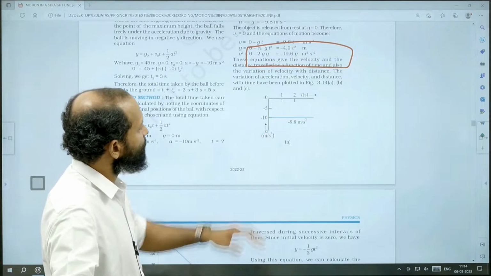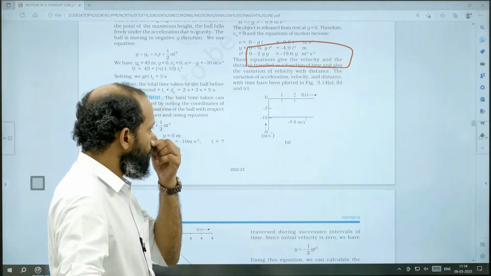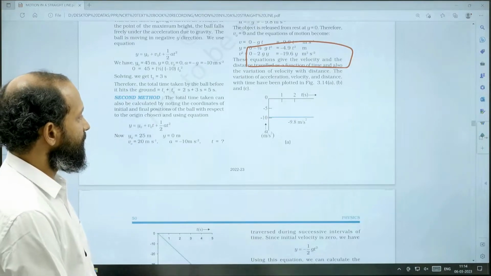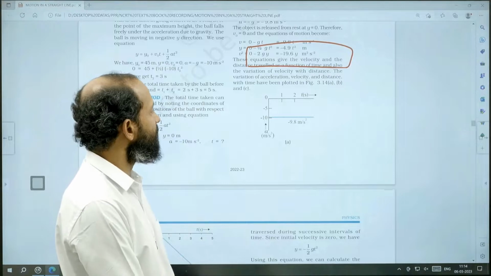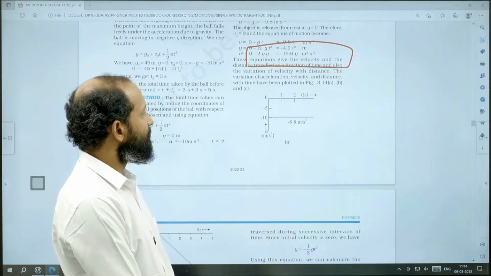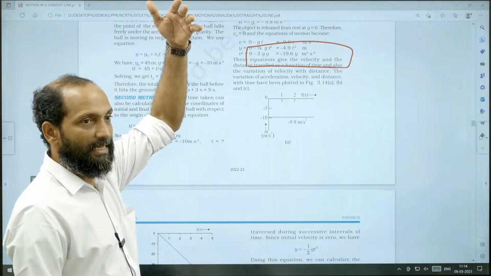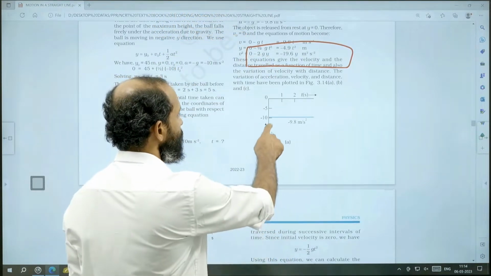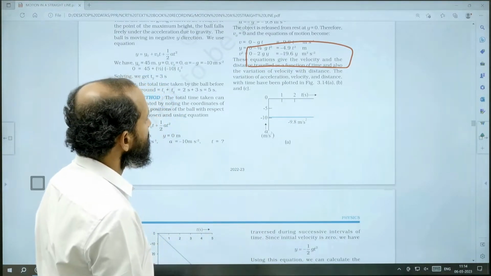Here this graph may be representing a body moving with constant acceleration of 9.8 meter per second square. This is given exactly as minus 9.8, so it may be a freely falling body. Acceleration is constant and is minus 9.8 because the direction convention we followed is downward direction negative, vertical downward negative. So here minus 9.8 means acceleration is negative.